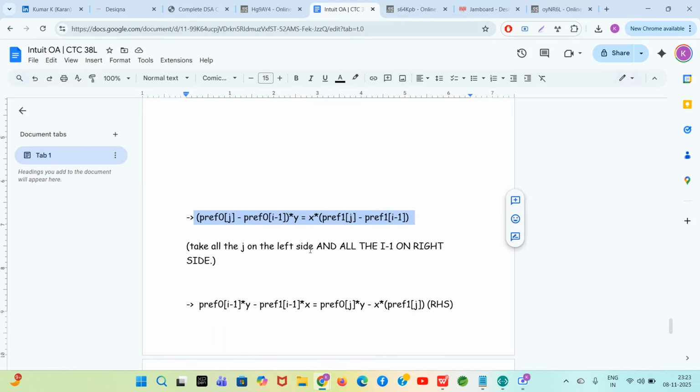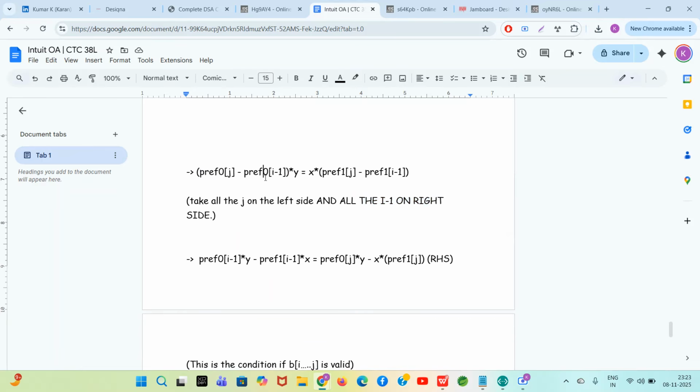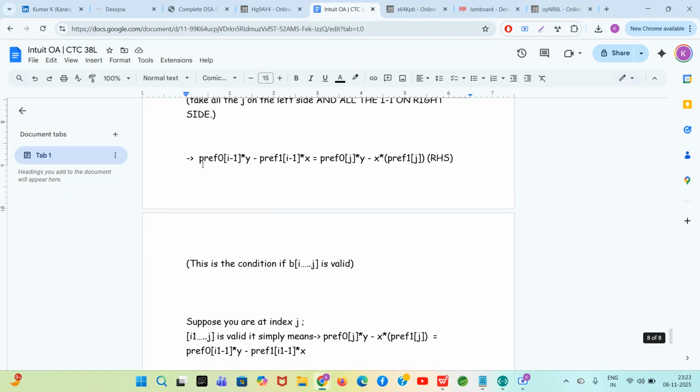So take all the j on the left hand side and I minus 1 on the right hand side. What will happen? Multiply y with this, x with this, x with this. You will get this condition. Pref of 0 I minus 1 into y minus this should be equal to pref 0 j this. So guys, that's it, and the problem is getting solved.